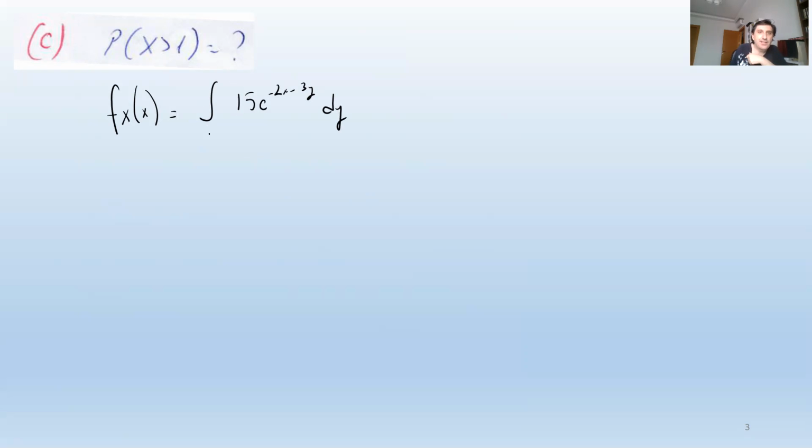Using the graph for the previous question, the limits are going to be from x to infinity. I'm not going to talk about the reasoning because it's similar to the previous one, and I'm just going to write a couple of steps. Here it is going to be minus 3 exponential minus 2x times exponential minus 3y from x to infinity, and the result is going to be 5 exponential minus 5x.